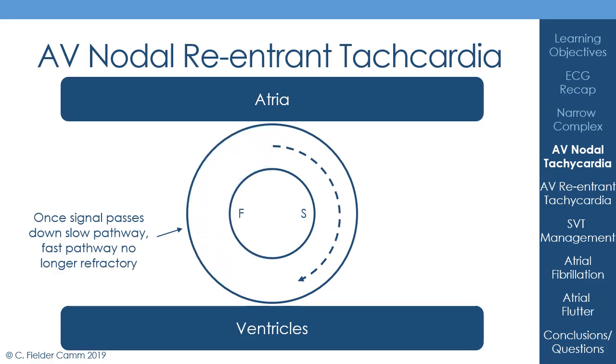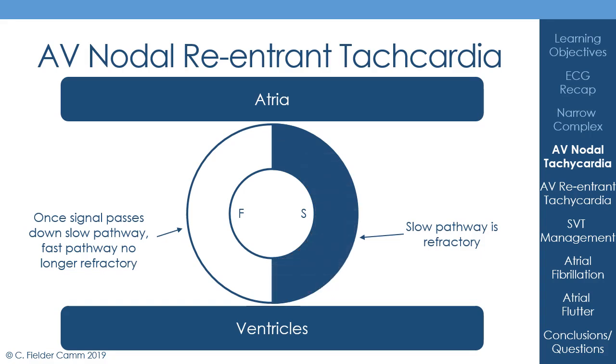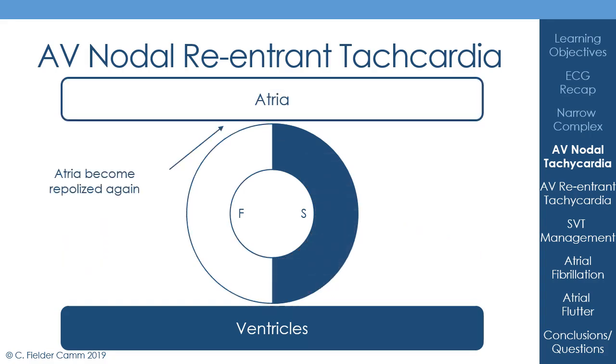Now, by the time the signal has come all the way down that slow pathway, remember it's quite slow, so it takes some time, that fast pathway is now ready to receive a signal again. And these pathways, like a donut, are connected at the top and the bottom. And so the slow pathway is refractory.